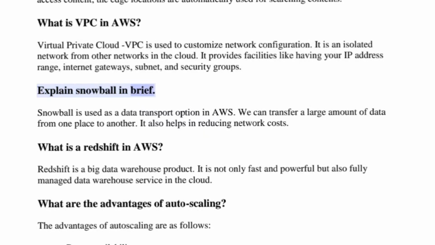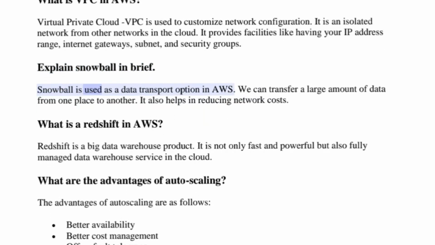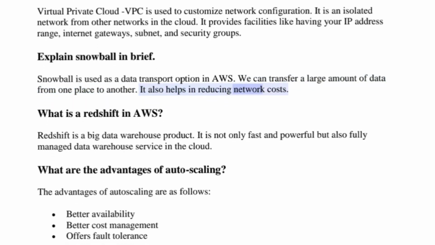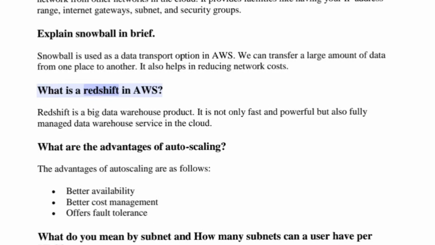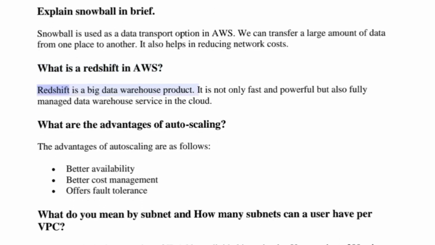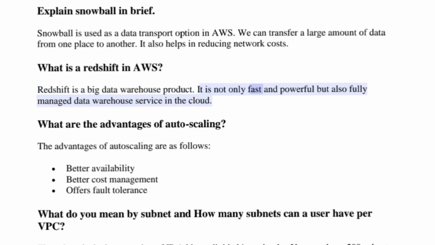Explain Snowball in brief. Snowball is used as a data transport option in AWS. We can transfer a large amount of data from one place to another. It also helps in reducing network costs. What is Redshift in AWS? Redshift is a big data warehouse product. It is not only fast and powerful but also a fully managed data warehouse service in the cloud.